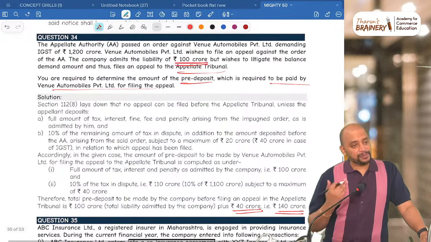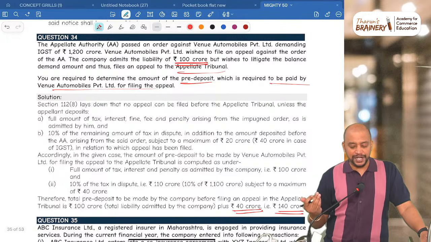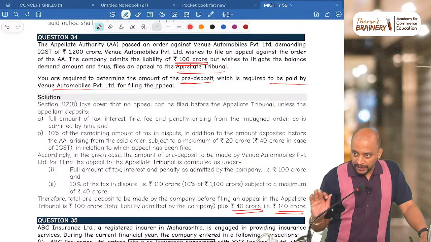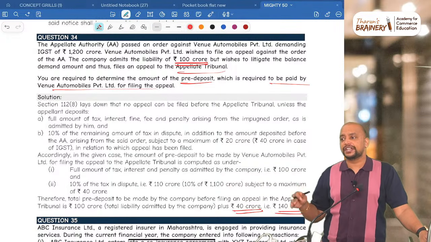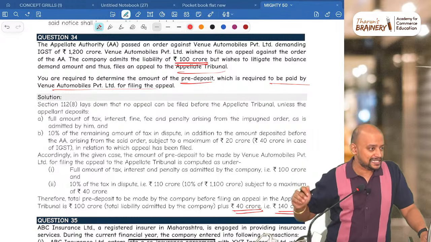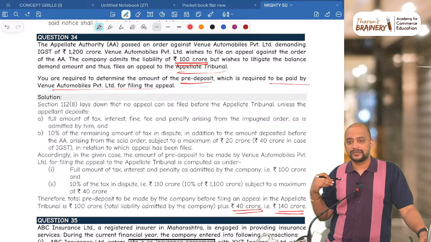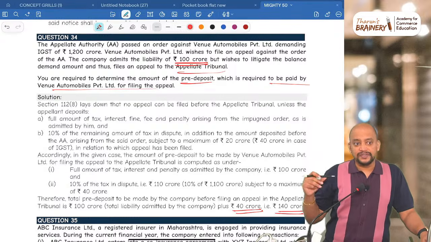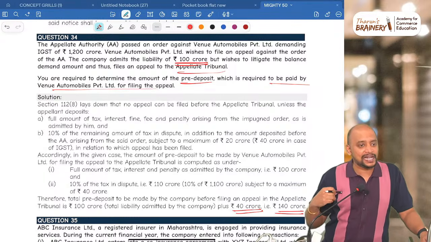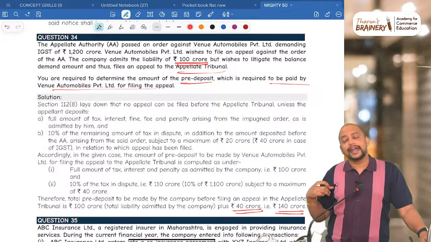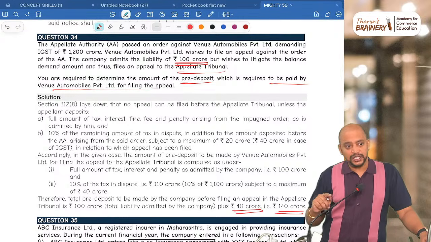Even for second appeal also it is same, sir. Won't it be 20%? No, 10% only. 10% subject to maximum 20. Now they have made it equal for first appeal as well as second appeal. And what if it is on account of penalty order? No pre-deposit. For second appeal, no pre-deposit against penalty order under 129. And in case of first appeal, 25%.